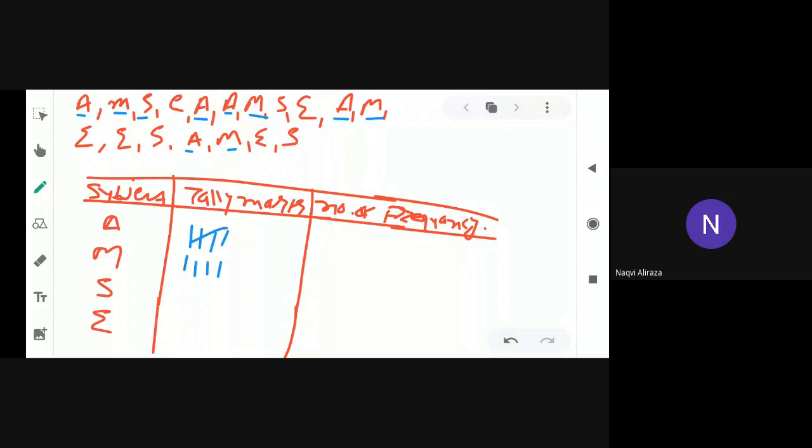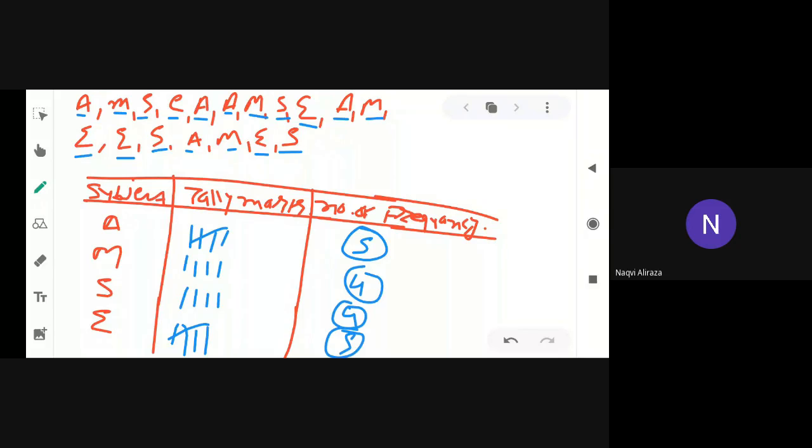Then science 1, 2, 3, and 4. So there are 4 lines. Then for English 1, 2, 3, 4, and 5. So 1, 2, 3, 4, and the fifth line we have to draw as a cross line. Right, now we have to count this. So for art there are 5 students. It is known as frequency. For maths there are 4 students. For science there are 4 students. And for English there are 5 students.